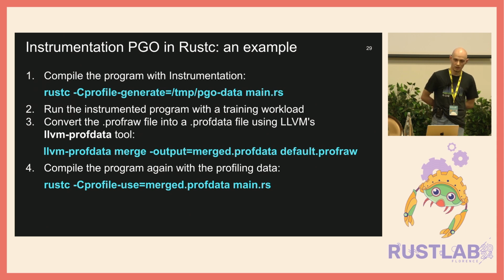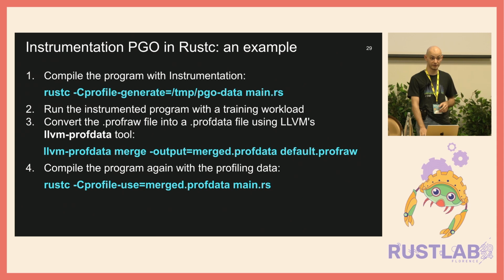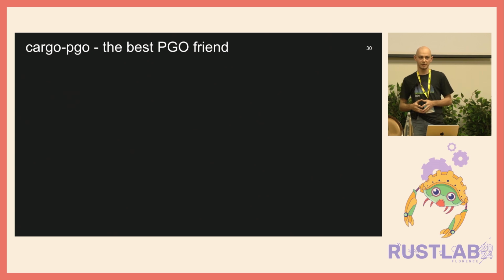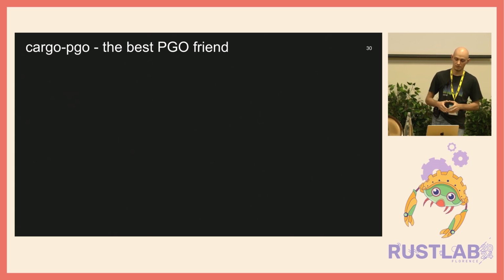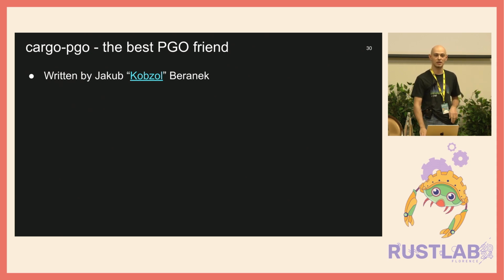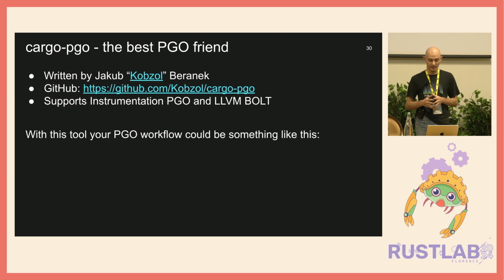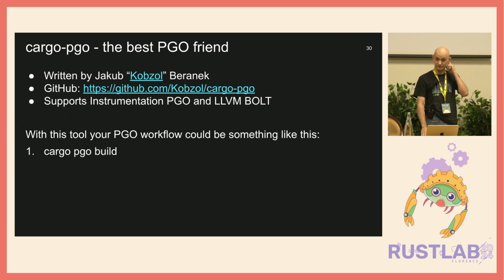That's it. Unfortunately, our programs are not usually small, and we like to use build systems because we are in Rust, not in C++. So, Cargo PGO. There is an extension for Cargo that automates a lot of things regarding PGO. This tool was written by Jakub Kobzol-Biranek. This is a person who actually optimized Rustc with PGO and other stuff. It supports instrumentation PGO and LLVM BOLT. We'll talk about it later. We will have time. And with these tools, the workflow looks something like this.